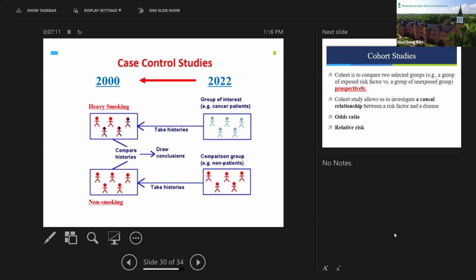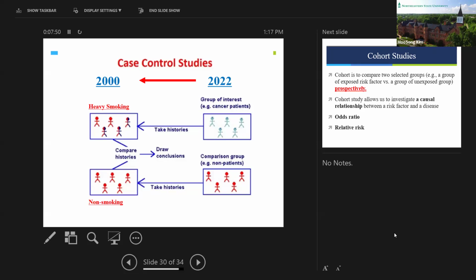Probably this group has more heavy smokers in the past, right? And the non-cancer group was not smokers, right? So that's why we can make the conclusion: because these groups smoked more in the past, that's why they got lung cancer. That is the case control study. Does it make sense? So we recruit the patients having the disease now and then ask about their past behavior.